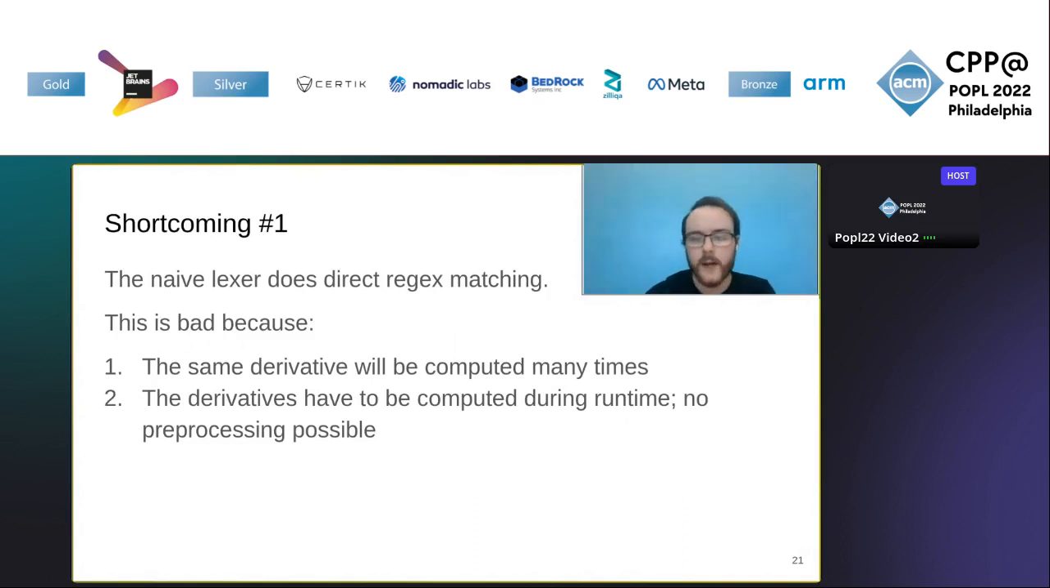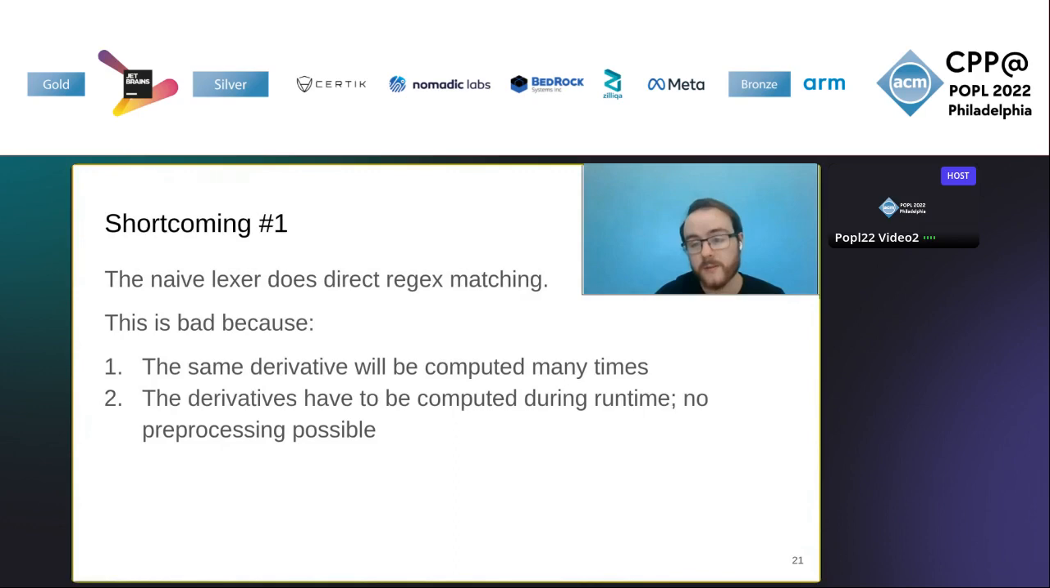So a major shortcoming of the naive lexer is that it does direct regular expression matching. And this is bad because the derivative operation is sort of the base operation, and it might be the case that we take the same derivative many times, and we have to compute that from scratch. It's also a problem because we have to compute these derivatives during runtime. There's no ability to do any pre-processing because we don't know what the string is, and so we can't anticipate which derivatives we'll need to take.